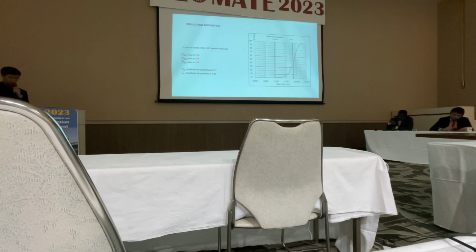What is the result of the recycled asphalt pavement sieve analysis? We have D60 is 7.4, D30 is 3.05, D10 is 1.2, and the coefficient of uniformity is 6.17, and the coefficient of curvature is 1.05.